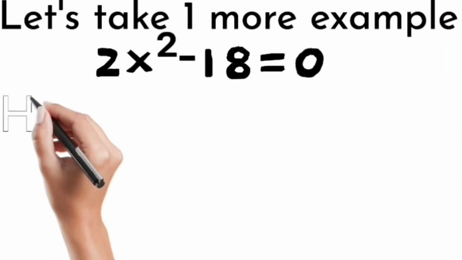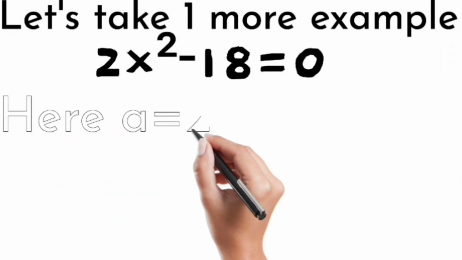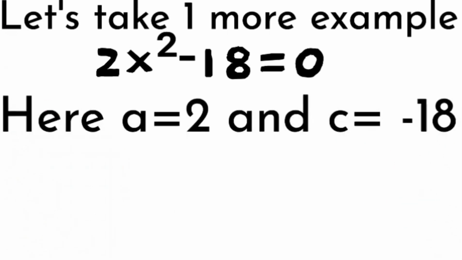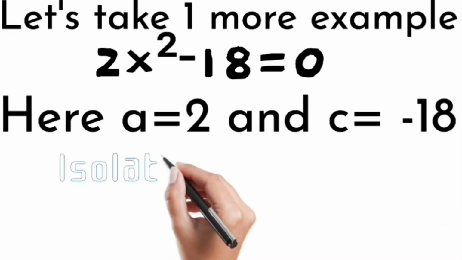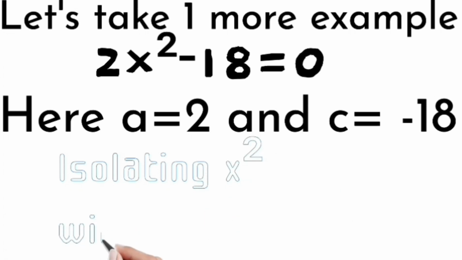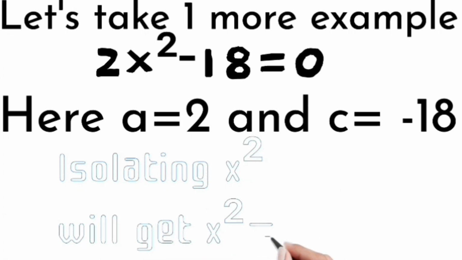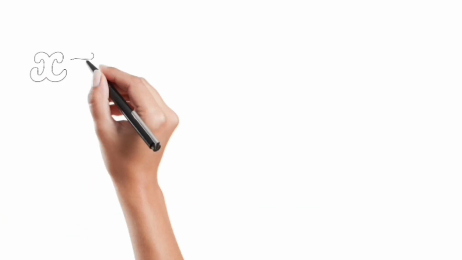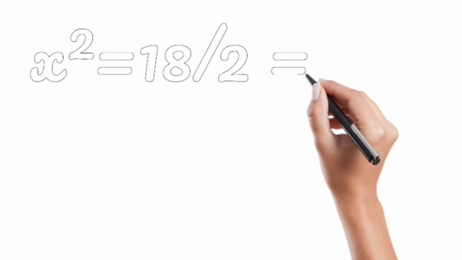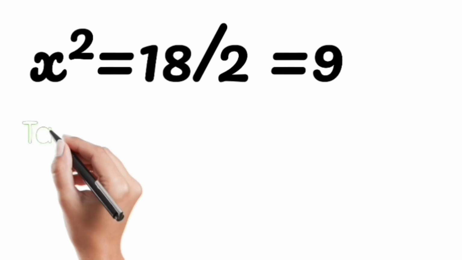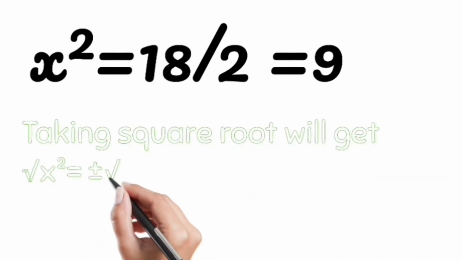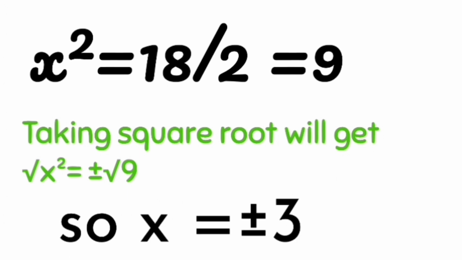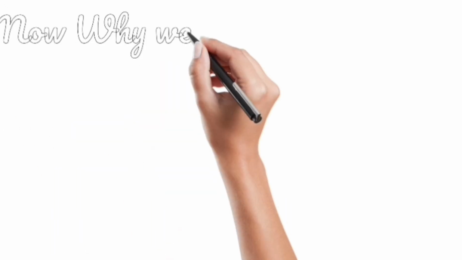Now let's take one more example: 2x² - 18 = 0. Here a = 2 and c = -18. Now isolate x². So x² = 18/2, which is equal to 9. The next step is taking the square root on both sides. So √(x²) = ±√9, which gives x = ±3.